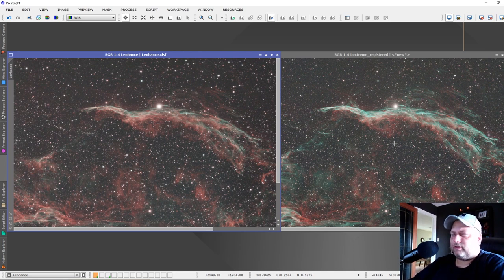I think the overall image looks nicer. I think it looks better with the L-eXtreme than it does with the L-eNhance, in my opinion. And that's interesting because, as I said, both images shot with the same gear, same amount of time. So definitely the L-eXtreme is the way to go if it's in your budget.